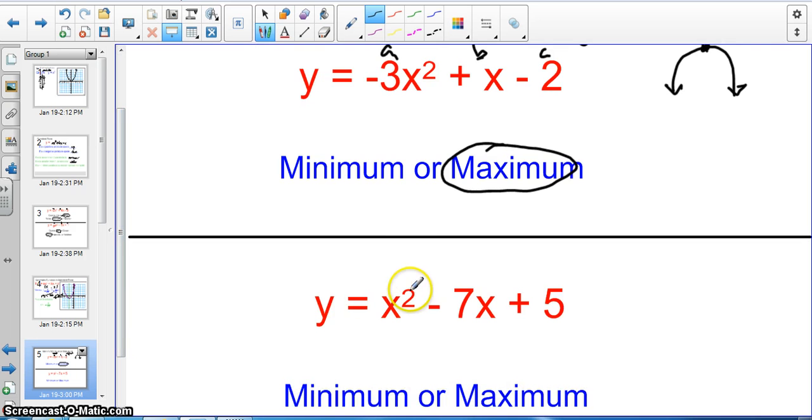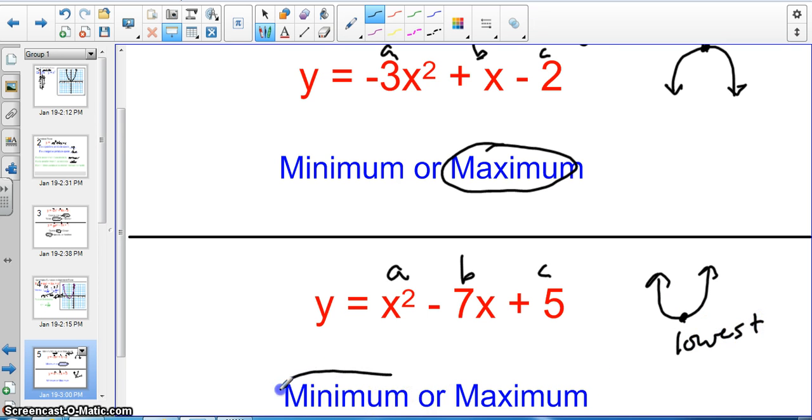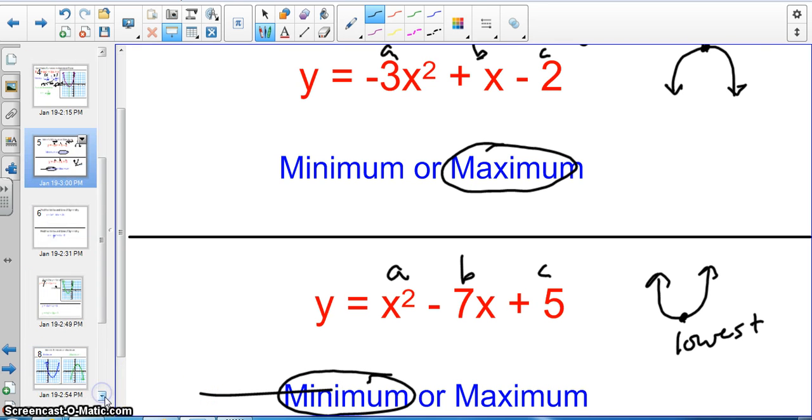With this one, A, B, and C, A is positive, so it opens up. Now remember, this is just an example graph. So my vertex would be down here. That's the lowest point. So that would be the minimum. So if it opens up, it will be a minimum. If it opens down, it will be a maximum.